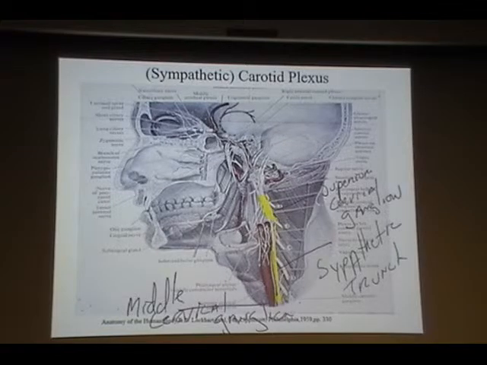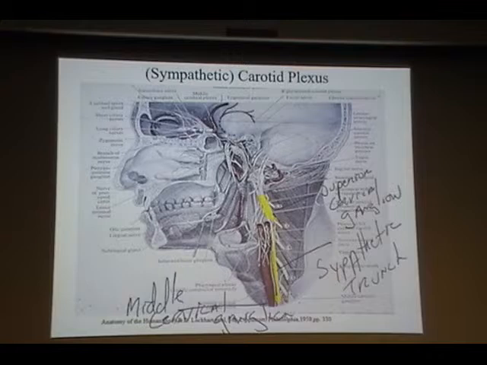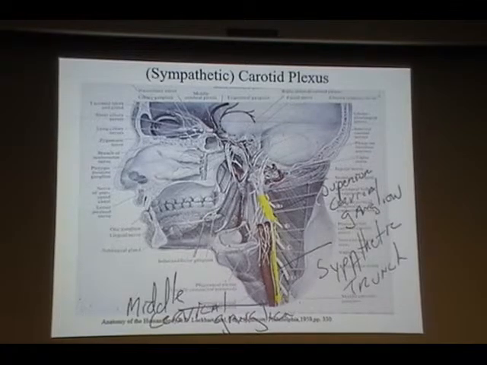What's the primary thing that the sympathetic nervous system innervates? Just take a wild guess. Vascular smooth muscle, arteriolar smooth muscle, okay? What other thing does the sympathetic nervous system innervate in the head? How? Speak up. Dilation. Dilation of the pupil of the eye, right? What else?